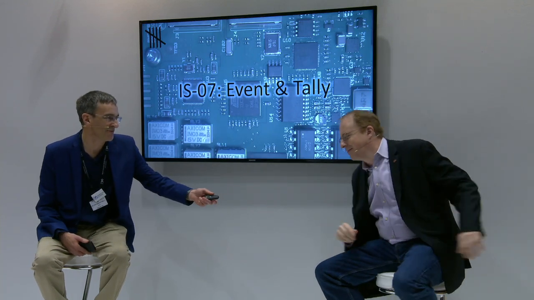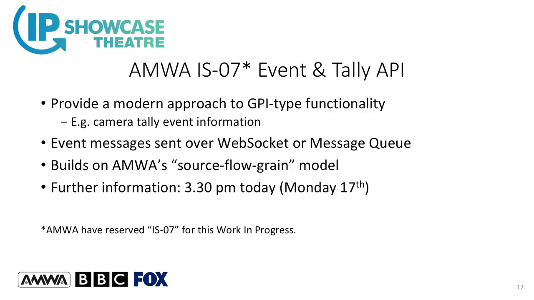Okay, so thanks, Thomas. ISO 7, who here has heard of ISO 7? Oh, a week ago. Well, it's brand new. A few. So it's about event and tally. If you come back at 3:30, you can hear David Atkins from Suitcase TV talk about this in more detail. Very briefly, though, if you've got an IP network, people may ask, how do we do camera tally? What's the modern equivalent of GPIs? That's where ISO 7 comes in. It's a way of getting messaging events around your IP facility.